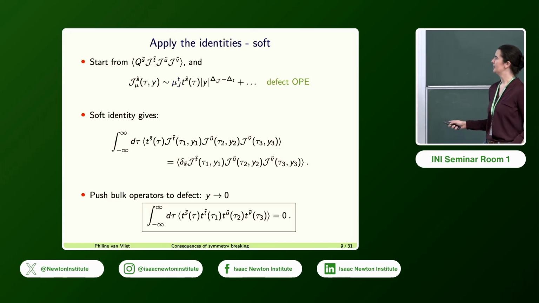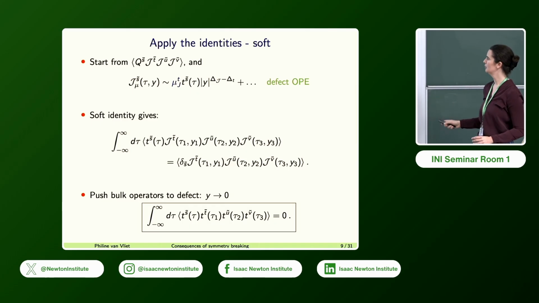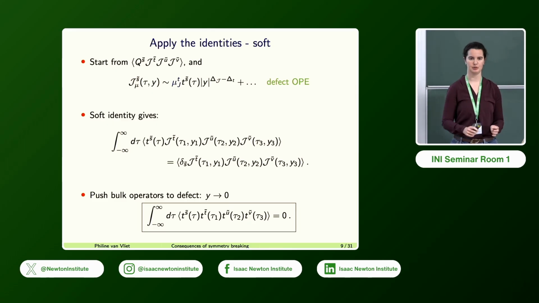Now, if we apply the soft identity, we get the following identity on these bulk operators, and now we know what this right-hand side is. It's well defined, and this is a perfectly well defined integral on the right-hand side. Now what we can do is we can push these operators down to the defect. So we will set all these y's to 0, and then we find the tilt operators in their bulk to defect OPE, and we obtain a relation on the four-point function of tilt operators.